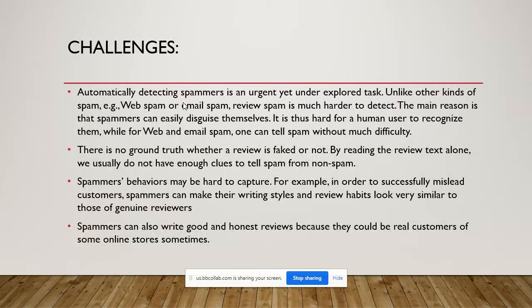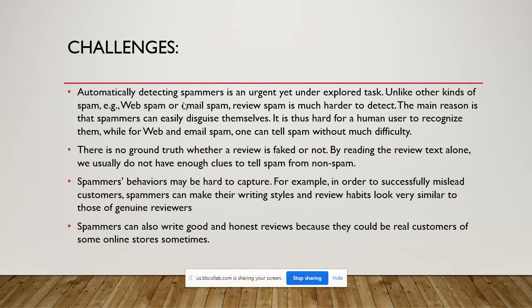Some of the challenges that came during this process: automatically detecting spammers is urgent, and it is not yet done. Unlike other kinds of spam, for example web spam and email spam, review spam is much harder to detect. The main reason is that spammers can easily disguise themselves, and it is hard for a human to recognize them, while for web and email spam, one can tell spam without much difficulty. There is no ground truth whether a review is fake or not. By reading the review text alone, we usually do not have enough clues to tell spam from non-spam.